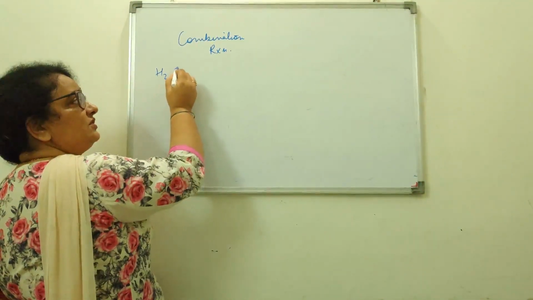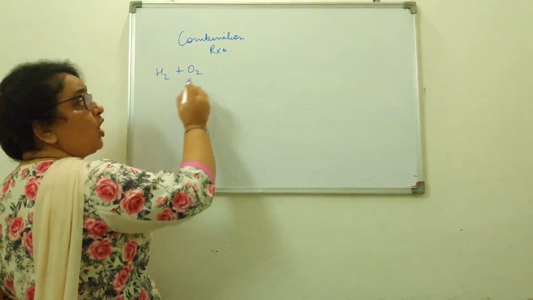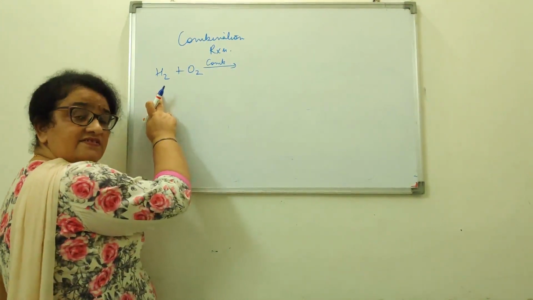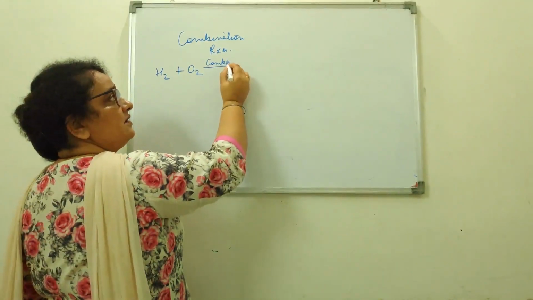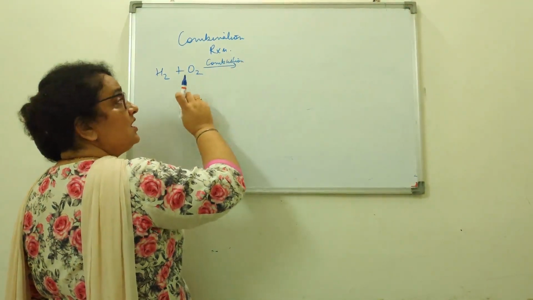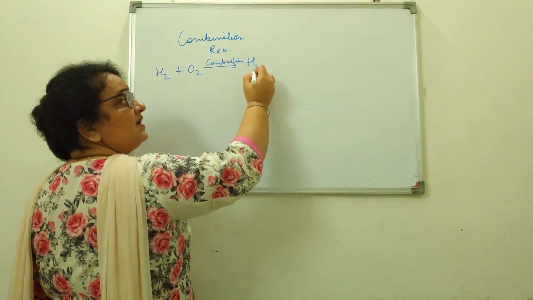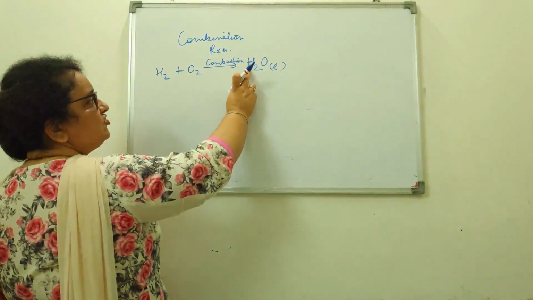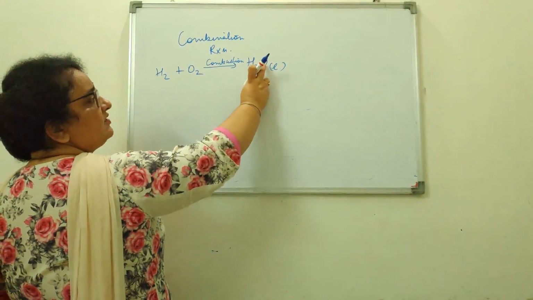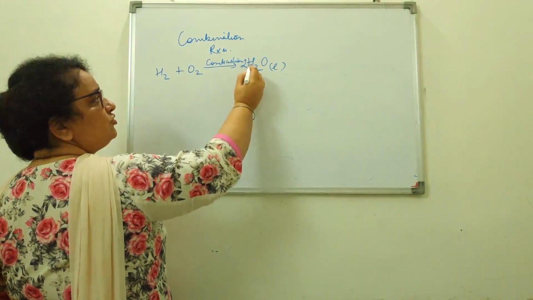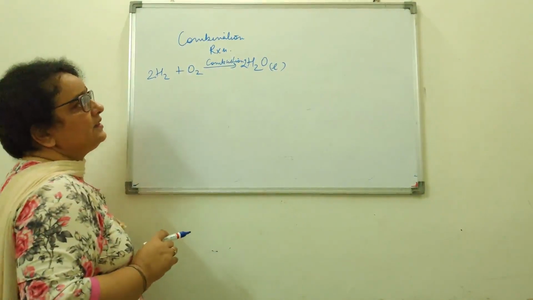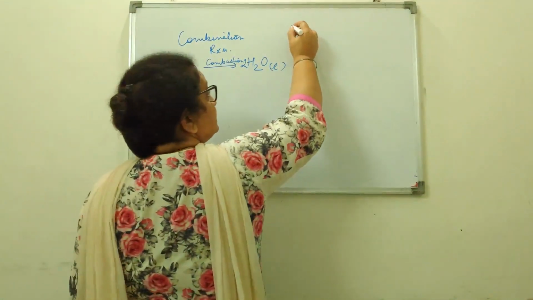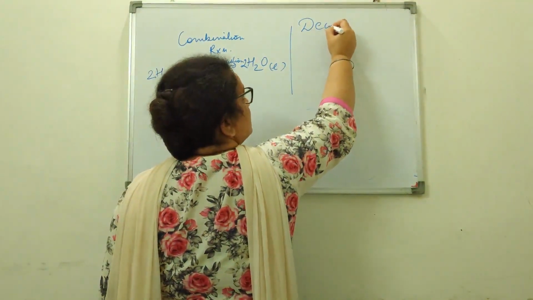So, hydrogen and oxygen on combustion, meaning when hydrogen gas burns in the air. So here we write combustion, combining to form a single compound, water. So balance it, 2, 2. Here oxygen is 1 and it is 2, and here also we have to do it like this. It's a balanced combination. Here, decomposition.